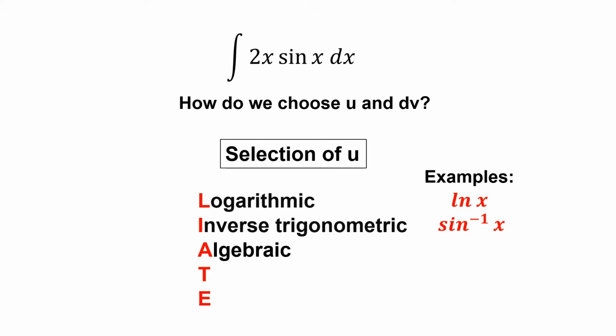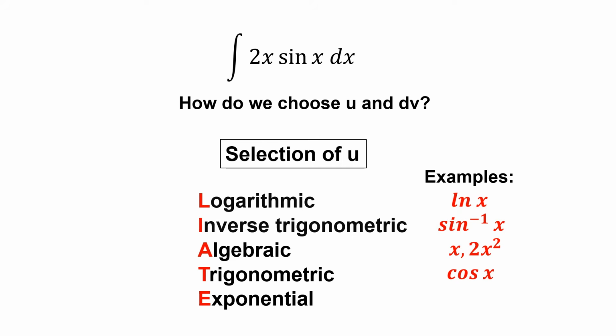A is for algebraic function, such as x or 2x squared. T is for trigonometric function, such as cosine x. And lastly, E is for exponential function, such as e raised to the power of x or 2 raised to the power of x. We choose the part of the function equal to u by using this order.